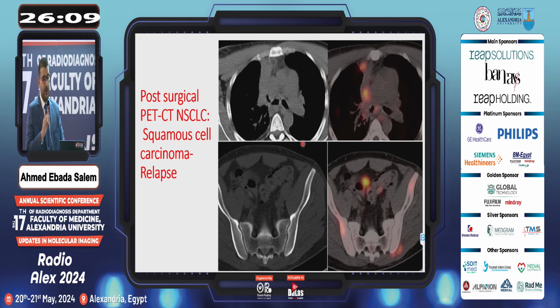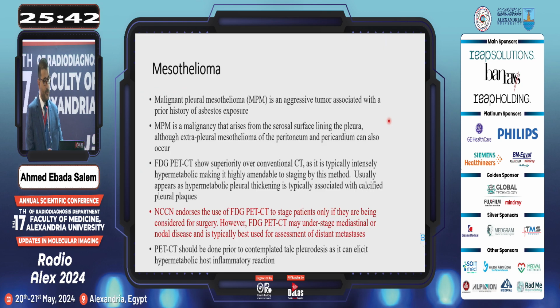Also, PET-CT can be useful in cases where there's concern for recurrent disease. This patient had a non-small cell lung cancer who was treated with surgical resection, and there was concern for recurrent disease. He underwent a PET-CT, and as you can see, there are new hypermetabolic masses within the surgical bed, as well as ipsilateral and mediastinal lymph nodes and metastatic sites of disease. So PET-CT can be helpful in those cases.